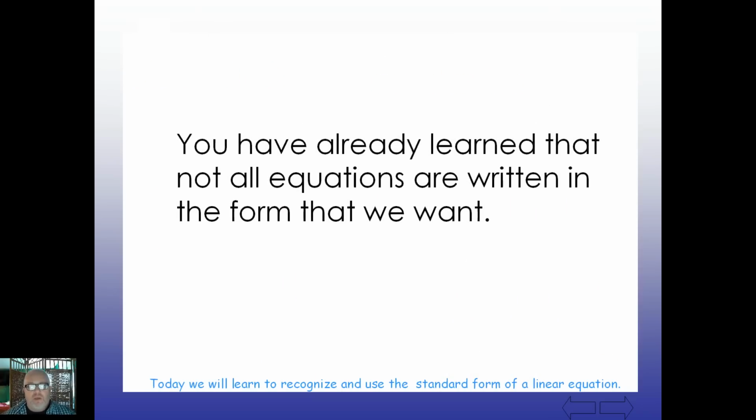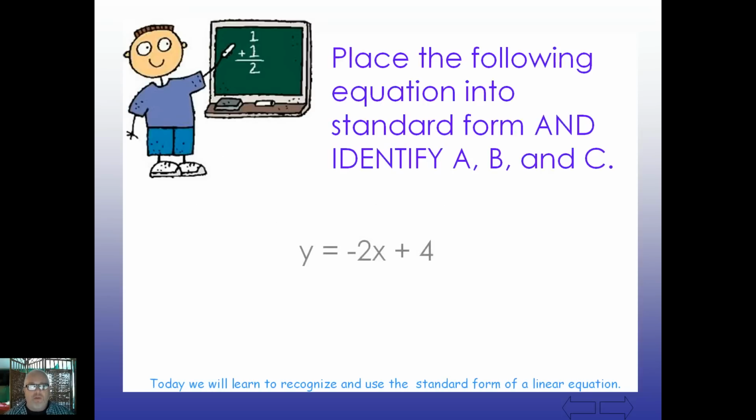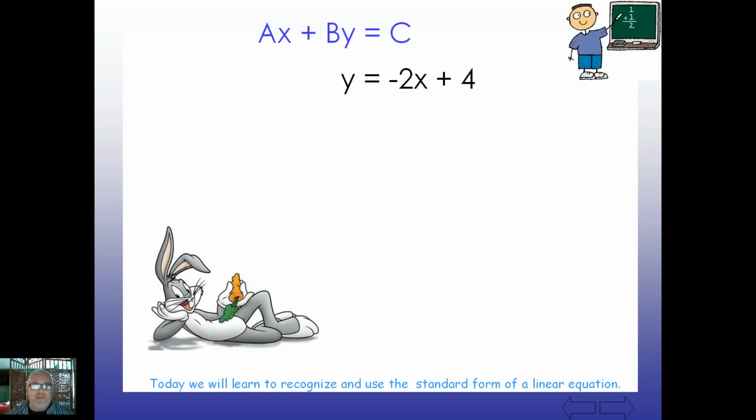Alright. You've already learned that not all equations are written in the form that we want. Of course, that's going to happen. So, place the following equation in standard form and then identify A, B, and C. So let's take a look at this one. Y equals -2x plus 4. Remember, the standard form of a line is ax plus by equals c. So how can we handle this problem, I should say?